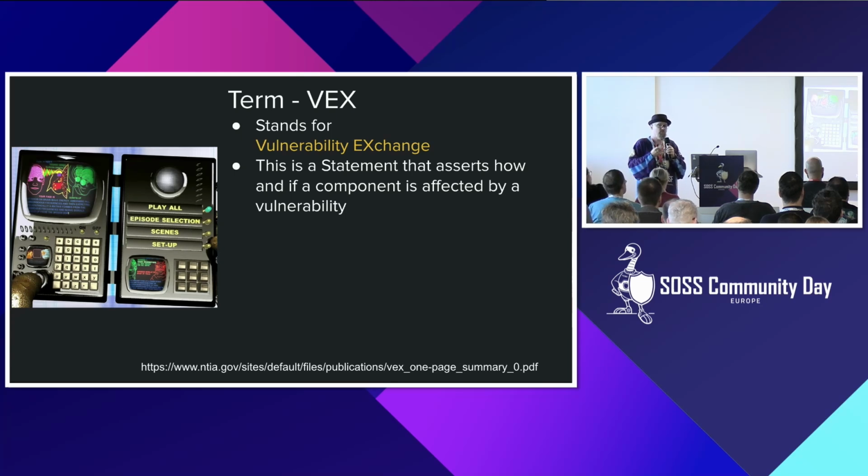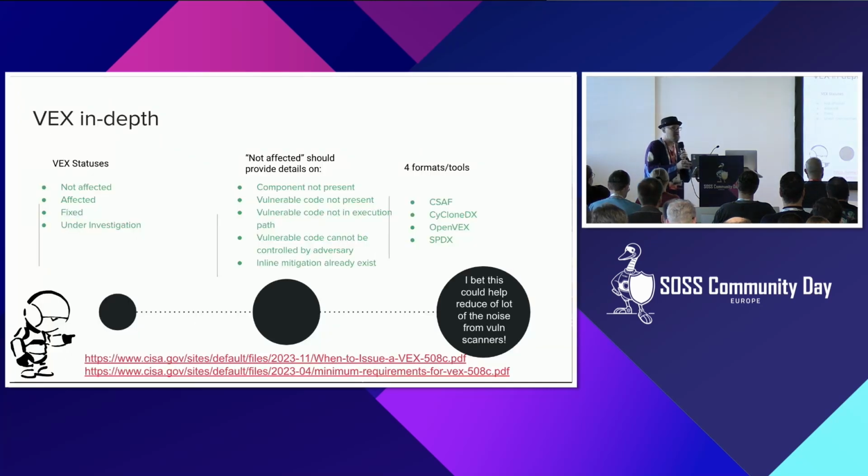Instead of issuing a full-blown advisory while they're doing their work, a project could issue a VEX that says it's under investigation. So I need more time. Wait, please, more information to follow. Things are under investigation. Broadly, VEX has 4 states. You have not affected, affected, fixed, and under investigation.